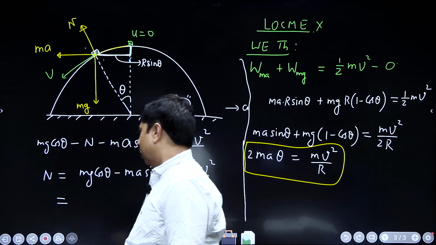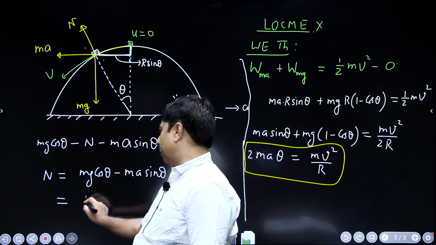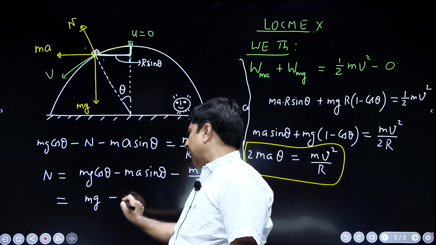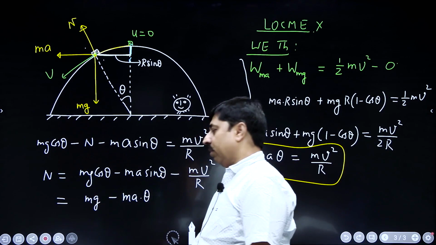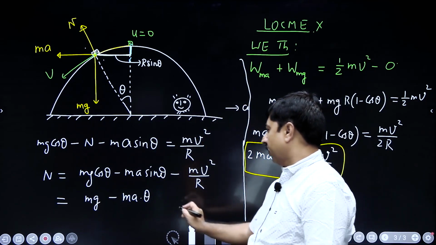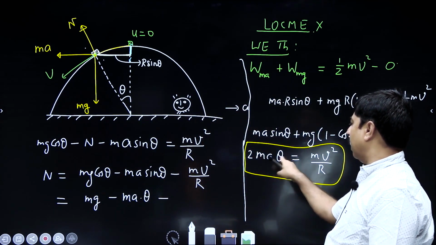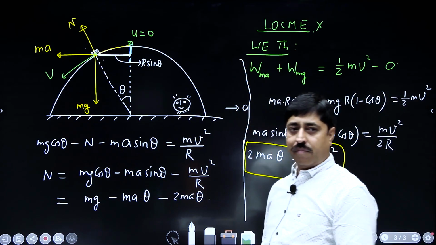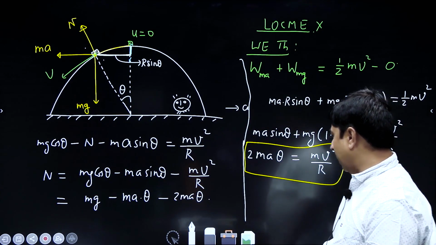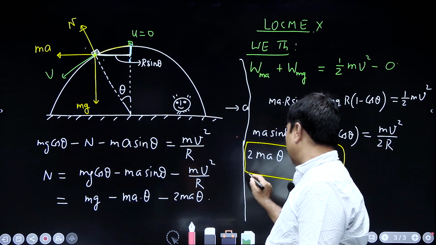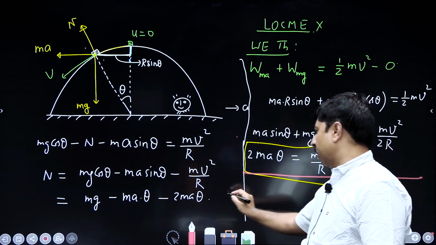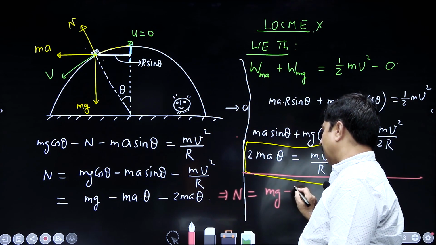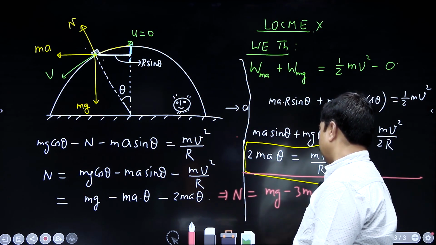Again, take note that mg cos theta can be written as mg, no harm in that, because cos theta can be written as 1. ma sin theta, again I am writing as ma into theta. For small angle, sin theta is theta, and mv square by r can be written as 2 ma theta. So, 2 ma theta. So, this means that the normal reaction force is equal to mg minus 3 ma theta.